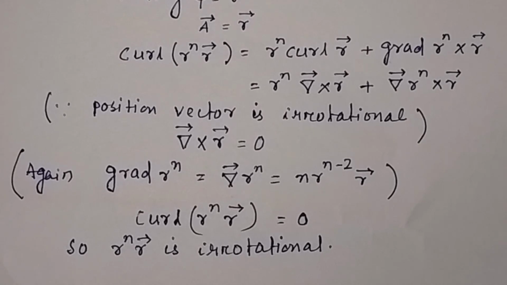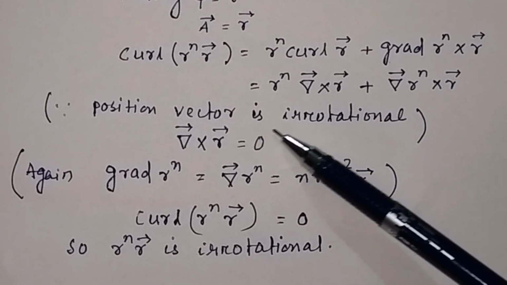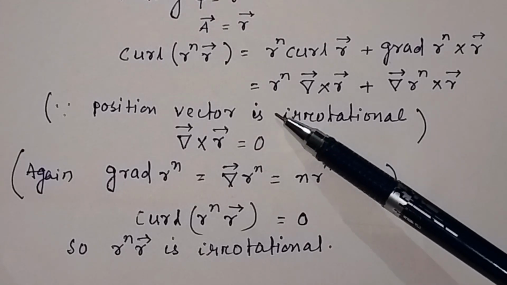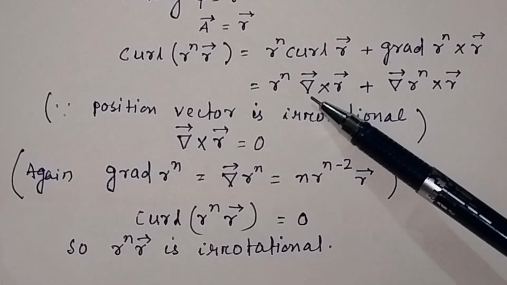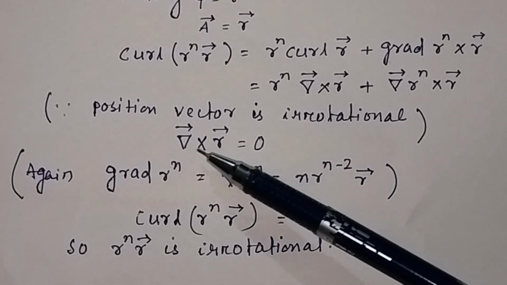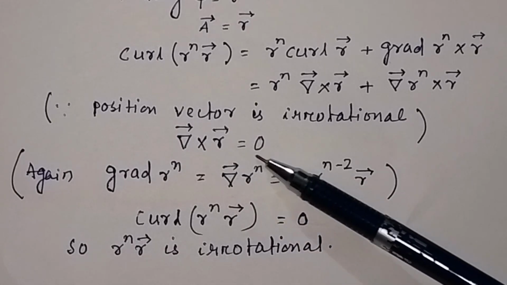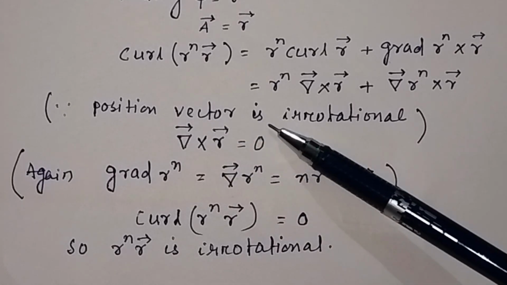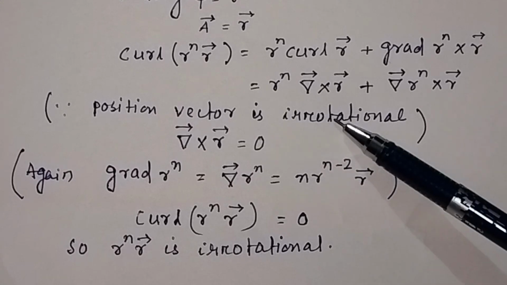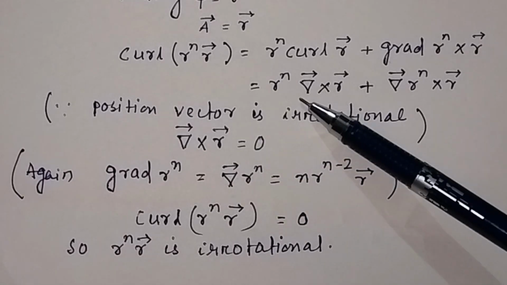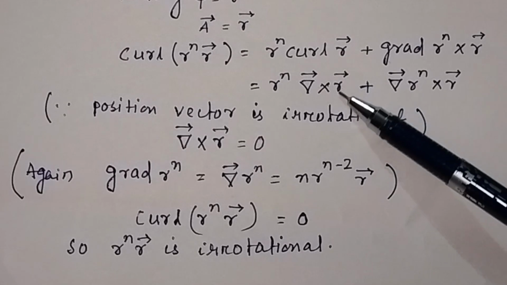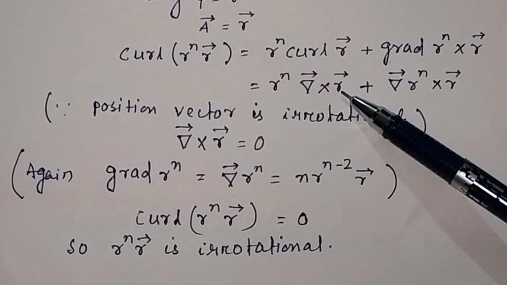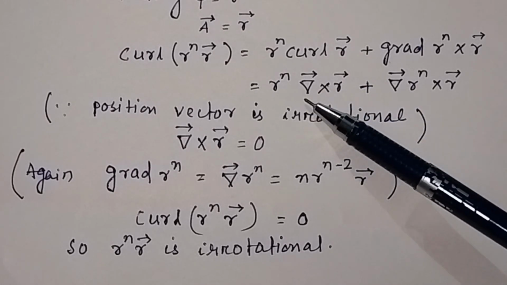And in the previous video we have proved that position vector is irrotational. That means if r is the position vector, then the curl of r, that is the del operator taking cross product with r vector, will be equal to 0. This is nothing but curl r. Because the position vector is irrotational, the curl is equal to 0. So this term, the cross product of del operator with r vector, will be equal to 0.